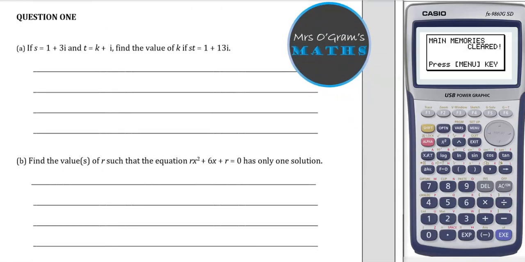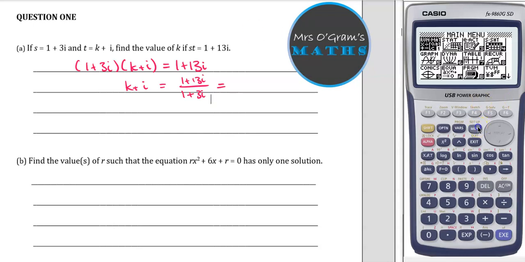Okay, so question one, we've got these two complex numbers multiply to make 1 plus 13i over here. And I'm going to use the calculator to do a division to work out the k value in it. So we can do that because if these two things multiply to make 1 plus 13i, then k plus i will be 1 plus 13i divided by 1 plus 3i. Okay, so over to the calculator.